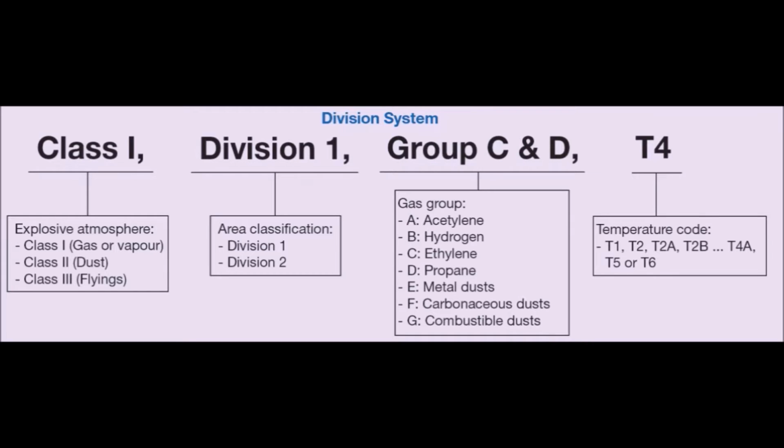The class being Class 1, gas and vapor, 2, dust, 3, flyings. And Division 1, normally explosive and hazardous. Division 2, normally not present in an explosive concentration except as an accidental rupture. A, B, C, and D are gases. E and F are dusts. G is flour and grains. The temperature codes we discussed earlier.